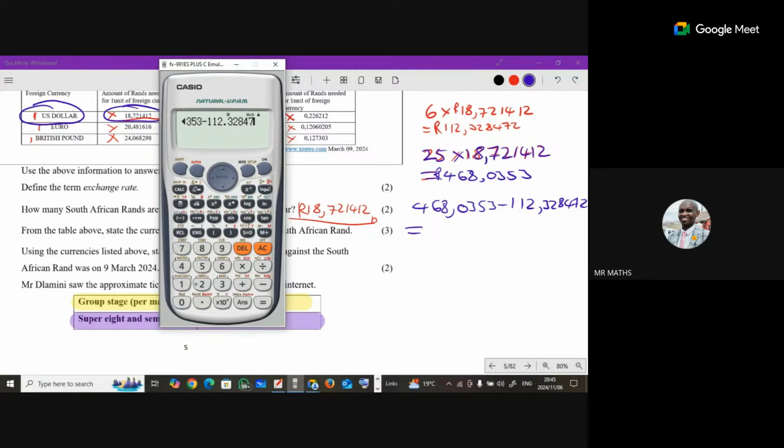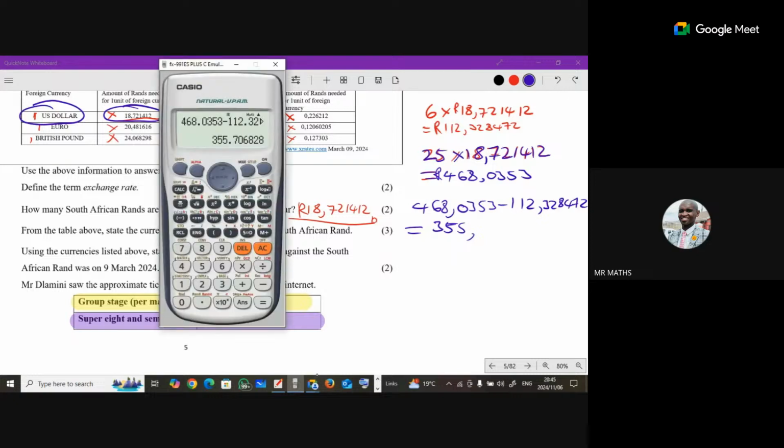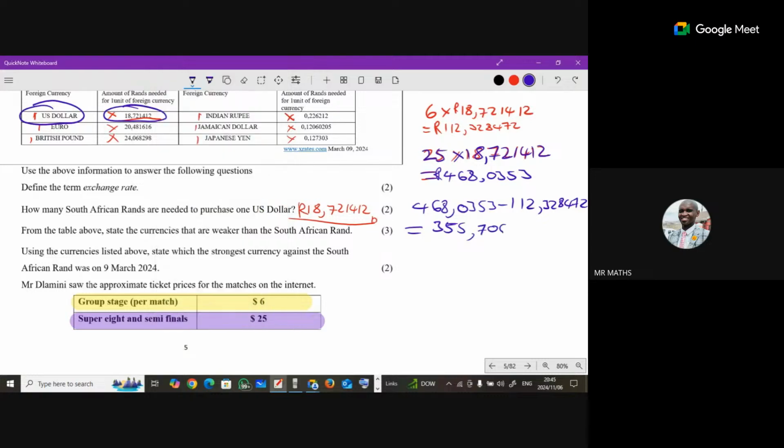Then we are getting 355,706.828. So this is our answer. 355,706 rand 828 cents. Okay, then we are done with this one.